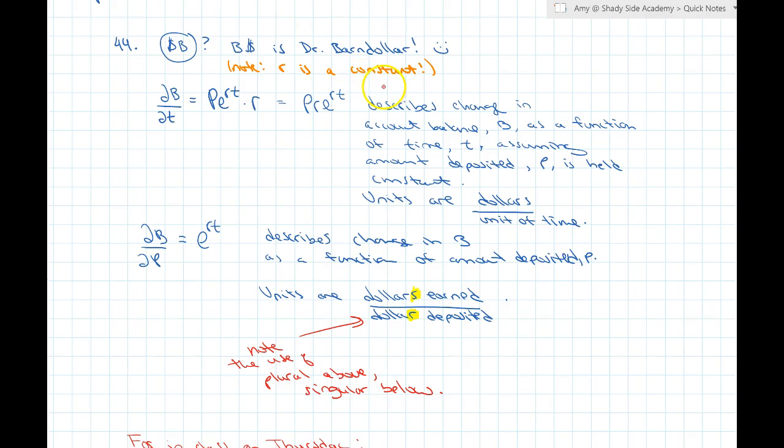So in the equation B equals P e to the RT, the two variables there are P and T. And then here I just found dB dt, dB dP. You can read this if you want to. Notice here that the units for dB by dP are dollars per dollar. Okay, really important. Note the careful use of plural versus singular. It's the number of dollars earned per dollar deposited.